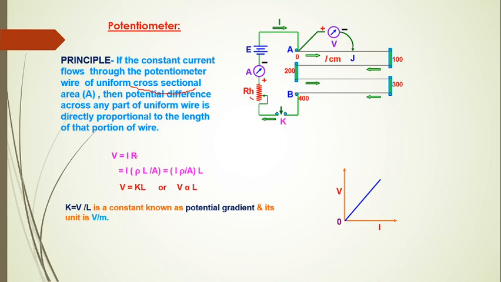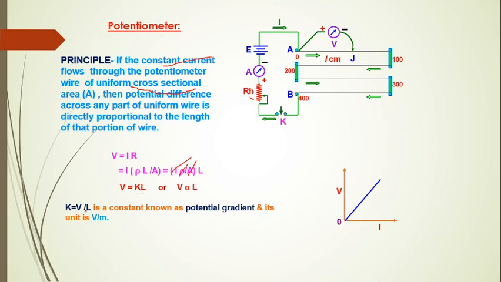V is equal to IR. This is Ohm's law. R is equal to rho L divided by A. Substituting the value of R, we get V is equal to I rho L divided by A. When constant current passes through, I is a constant, resistivity is a constant, and area of cross section is uniform, then V is directly proportional to L. And this proportionality constant V divided by L is known as the potential gradient.